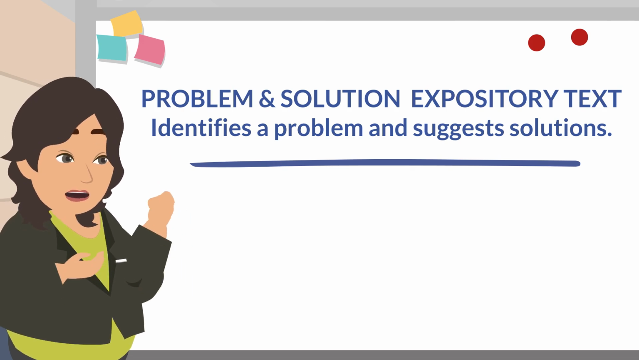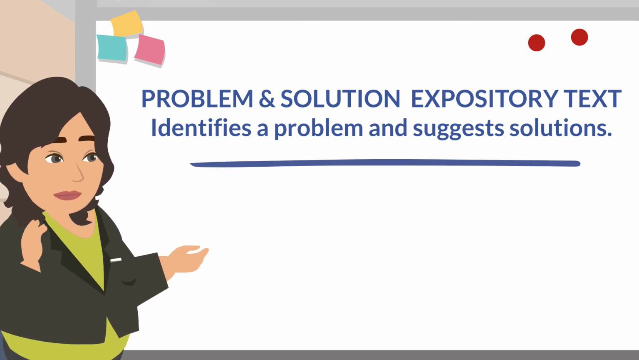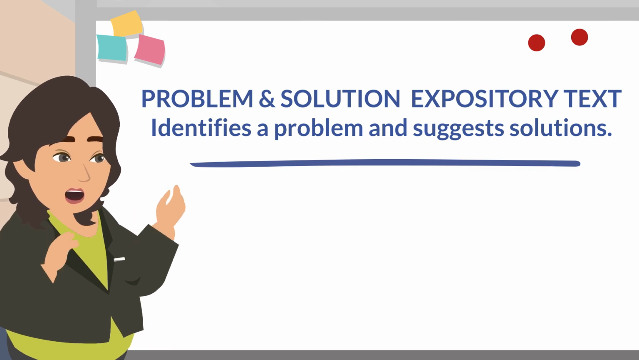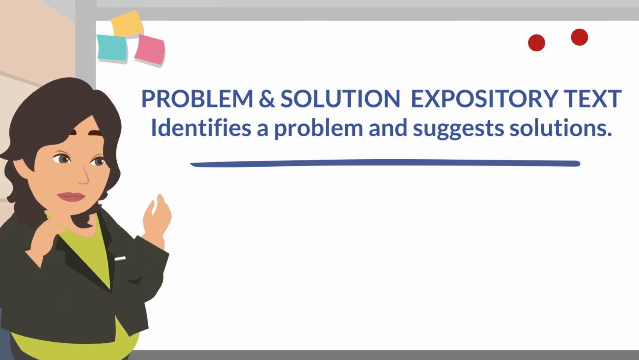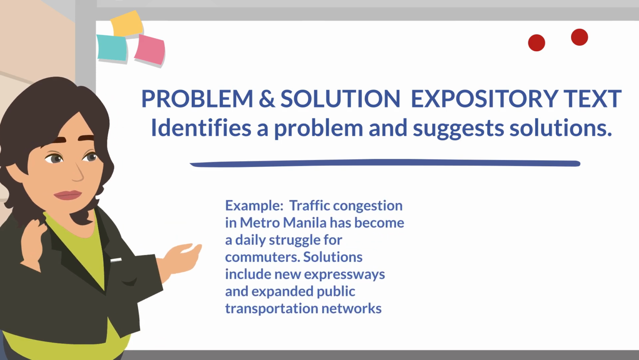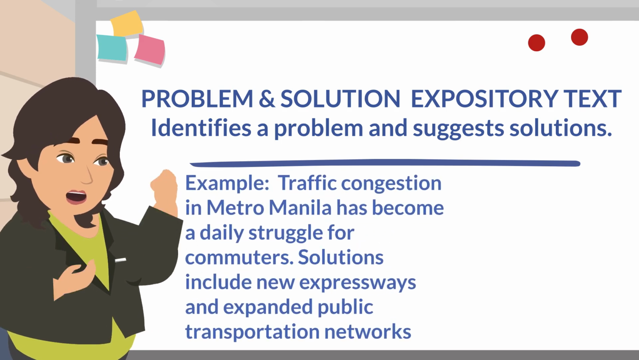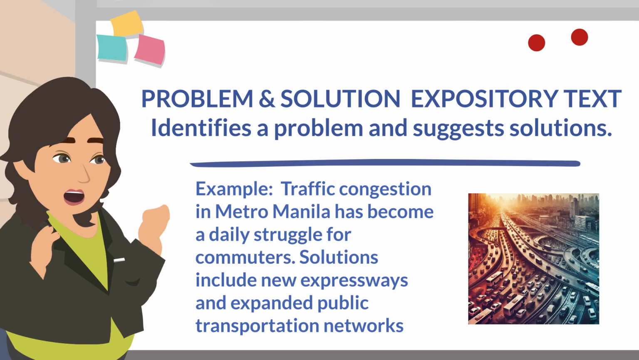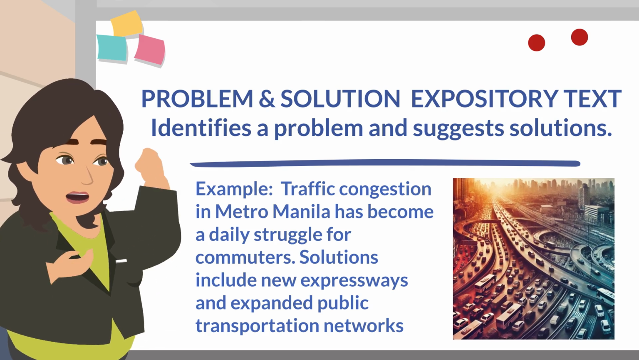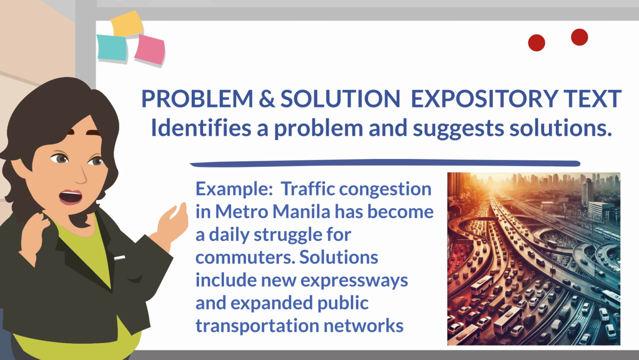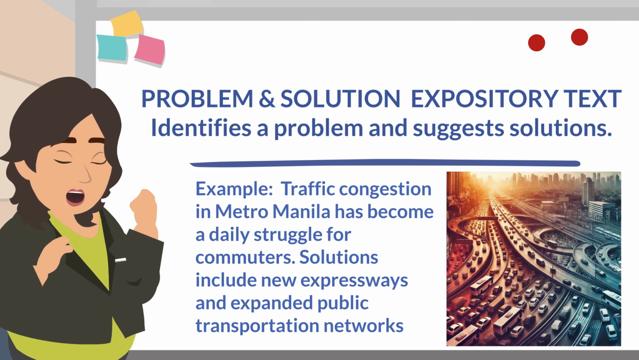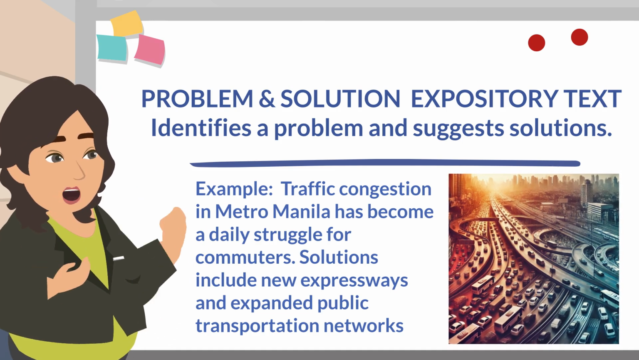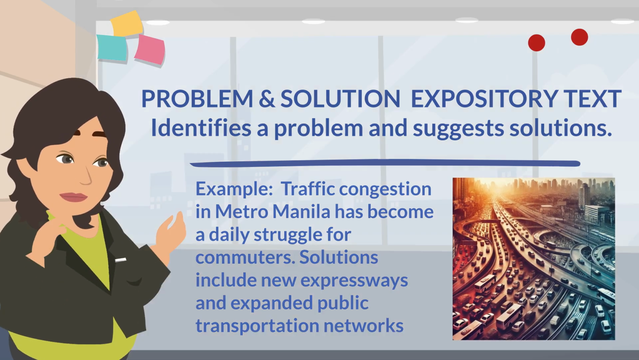Lastly, we have problem and solution expository texts. This type of text identifies a problem and suggests solutions. For example, traffic congestion in Metro Manila has become a daily struggle for commuters. Solutions include new expressways and expanded public transportation networks. Problem and solution texts help readers understand the problem and explore possible ways to solve it.